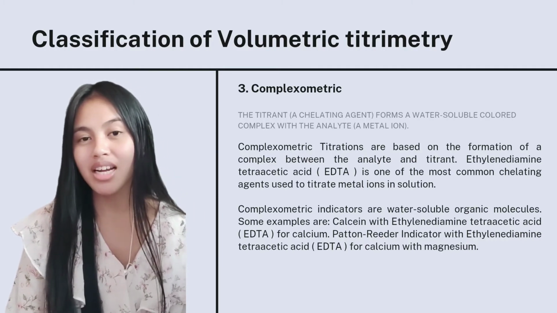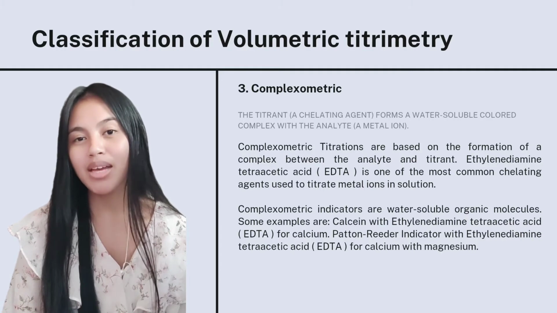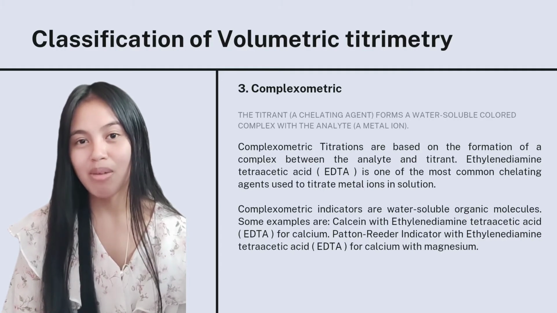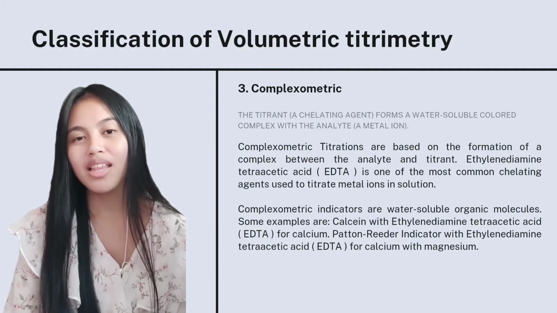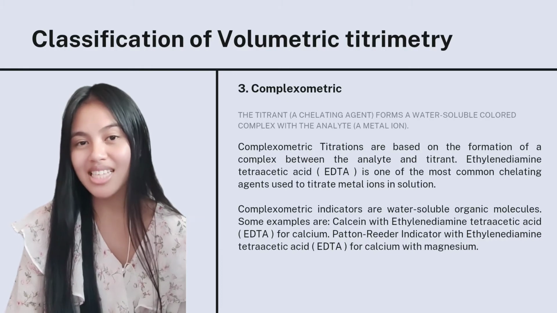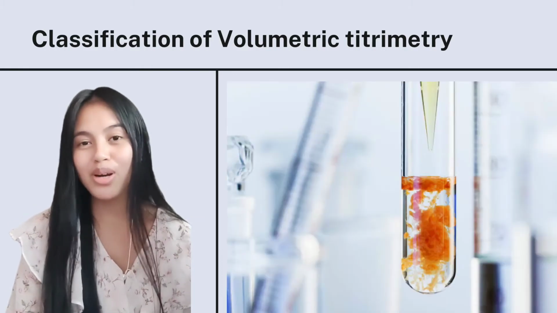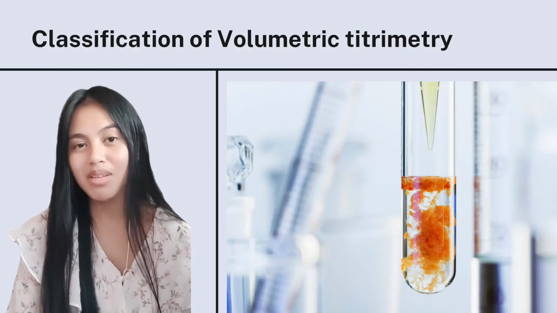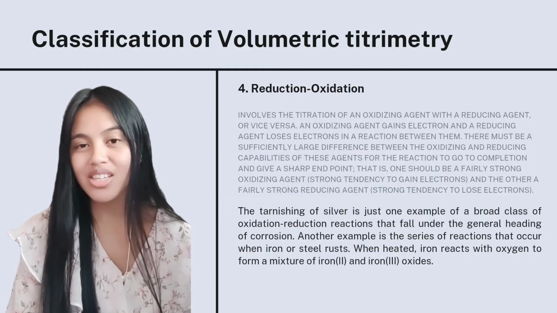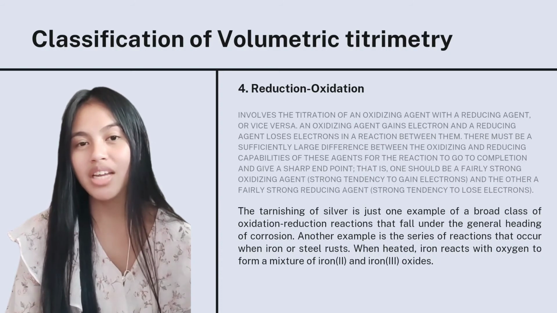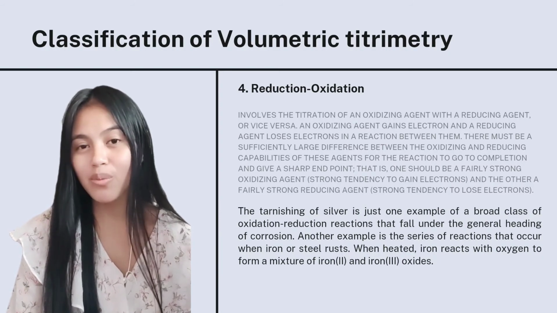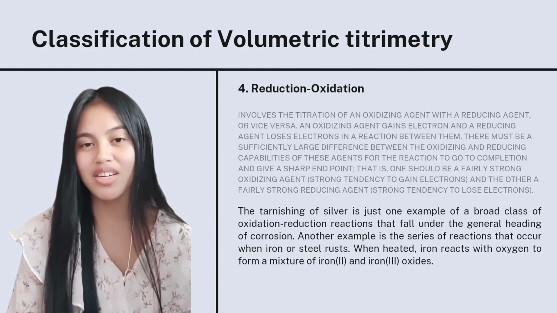Some examples are calcein with ethylenediaminetetraacetic acid for calcium, and Patton-Reeder indicator with ethylenediaminetetraacetic acid for calcium with magnesium. Now, for the fourth classification of volumetric titrimetry, reduction-oxidation, it involves the titration of an oxidizing agent with a reducing agent or vice versa.